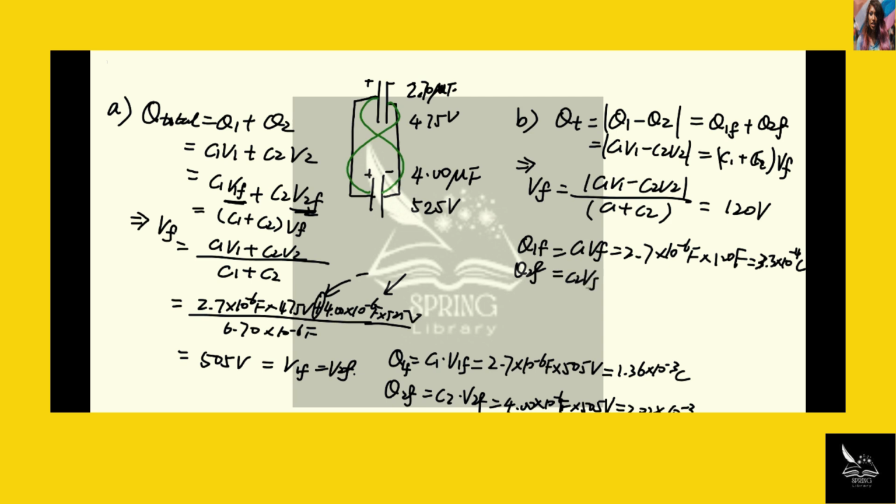This is C2 Vf equals 4 times 10 to the negative 6 farad times 120 volts. This gives 4.9 times 10 to the negative 4 coulomb. Okay, so that is the answer for part A and part B.